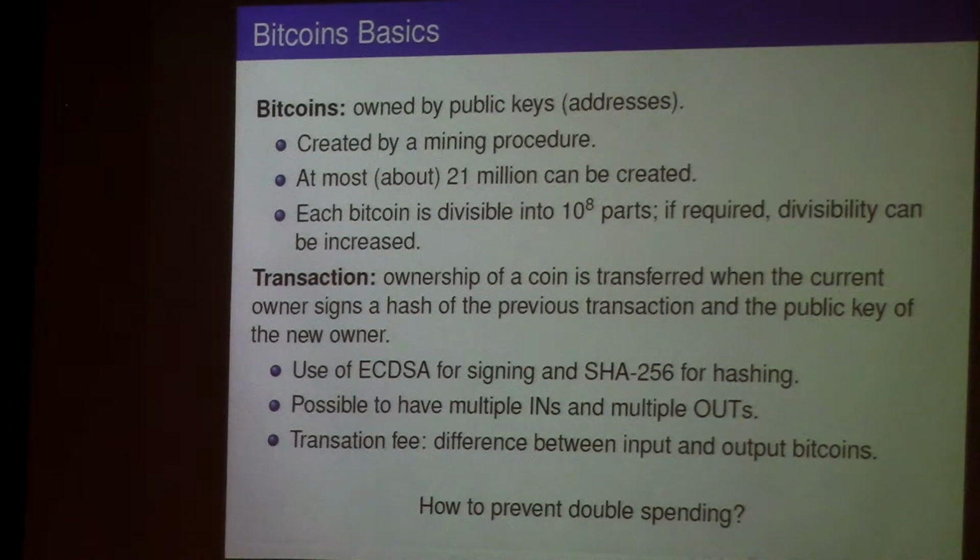Then what you do is, the current owner, which is the public key, signs a hash of the previous transaction, so this transaction record, and the public key of the new owner. So take the previous transaction, and to transfer it to somebody else, take the public key of the new owner, and hash that using one of the hash functions. It uses SHA-256 for hashing, and then whatever digest is obtained, it signs that. That's the transaction, and that tells us the new owner is this new public key.